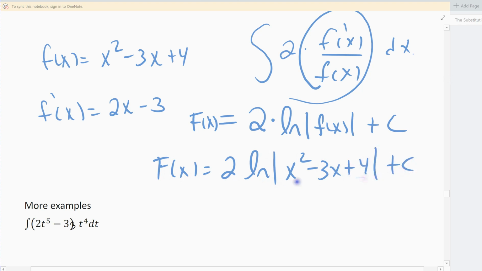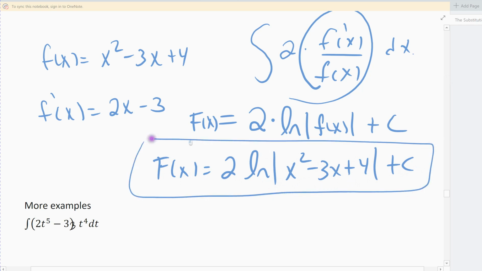Again, I have to put absolute value because I can get negative numbers from that inside function, and I want it to exist for all numbers. So natural log only exists for positive, so I have to make them positive. Alright, so that's the second example of that special logarithm rule. Alright, then the last is going to be just looking at more examples. And so I'm going to get to that in my last video.